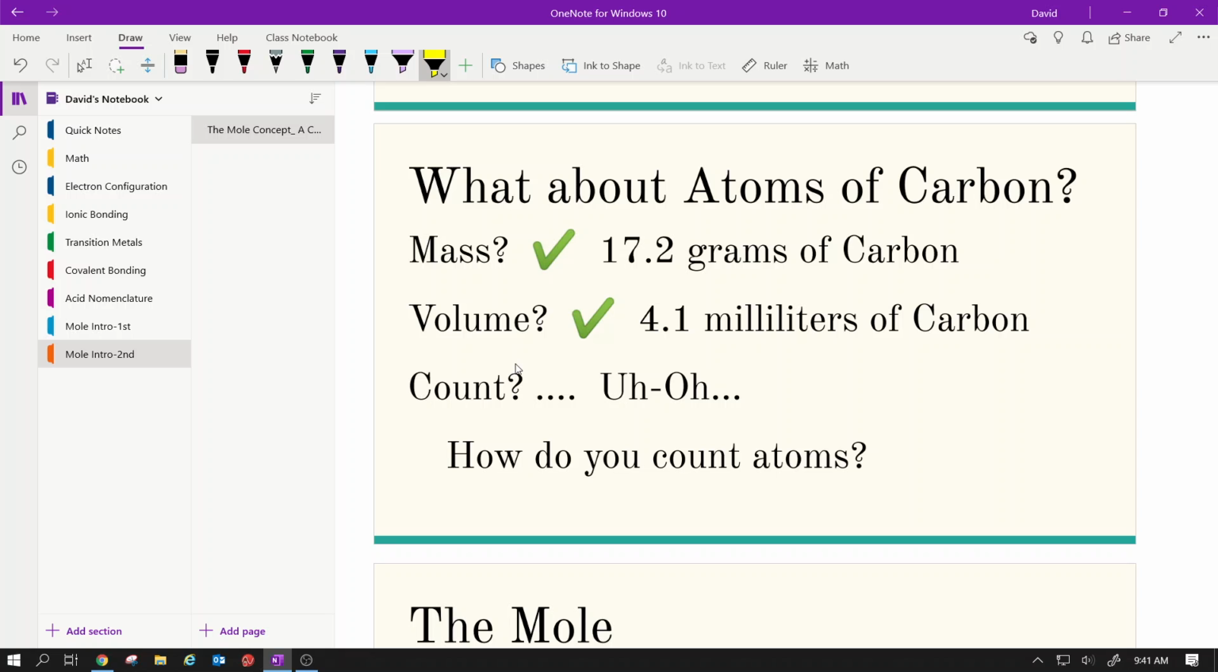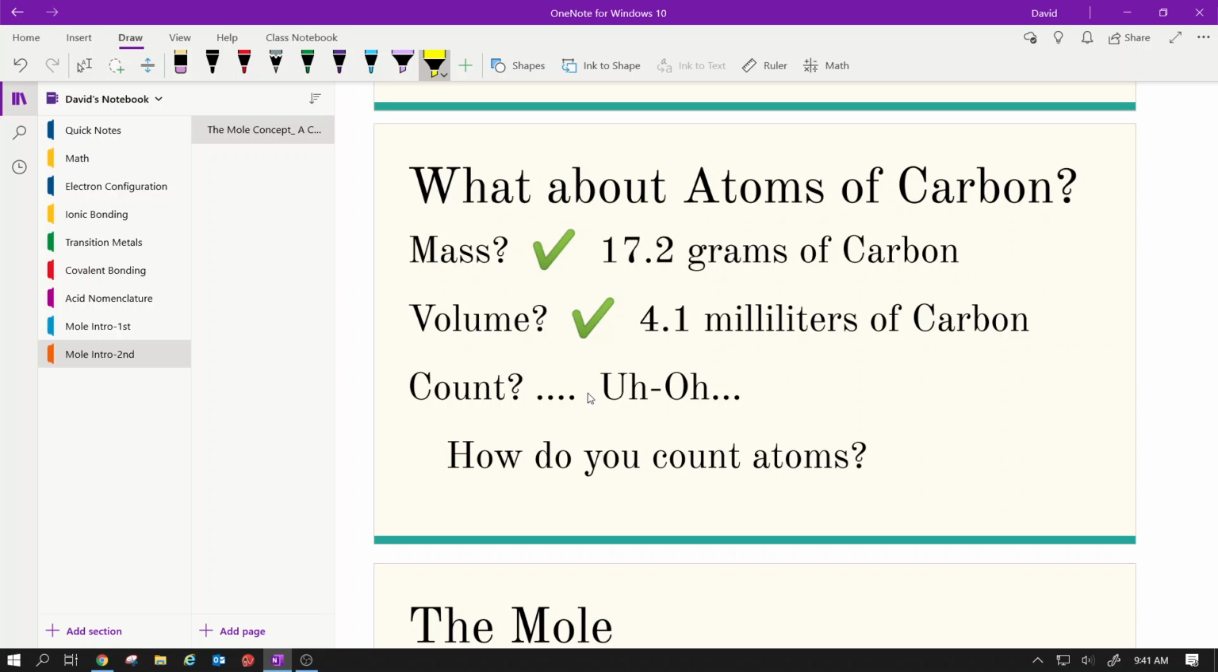What if I told you that we needed to count the carbon atoms? What if the next lab we did, I said you need to start with 250 carbon atoms. Whoa. How are you going to count out 250 carbon atoms? Can you do it? No, you can't do that.